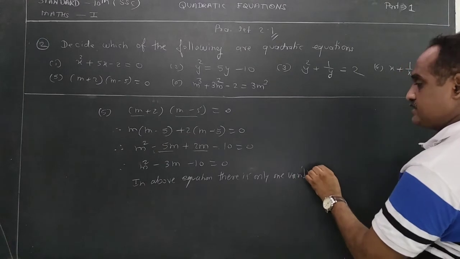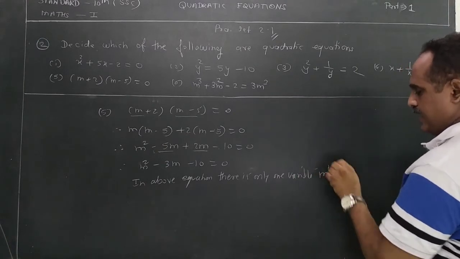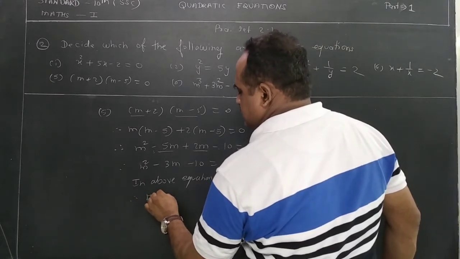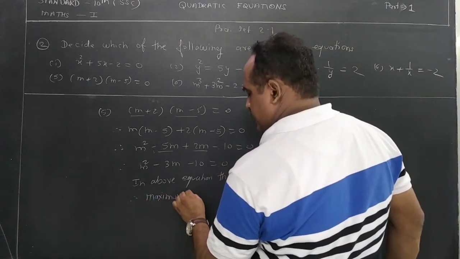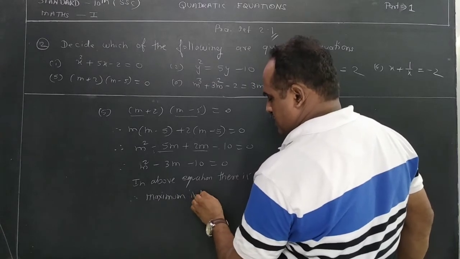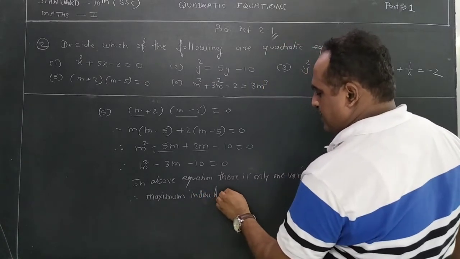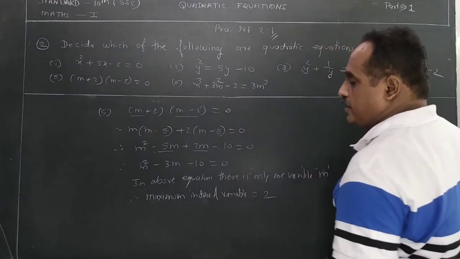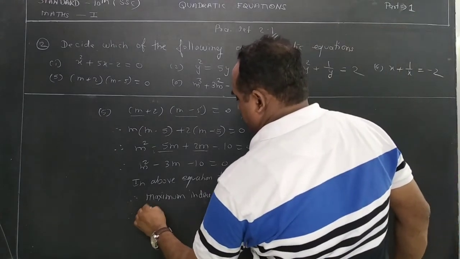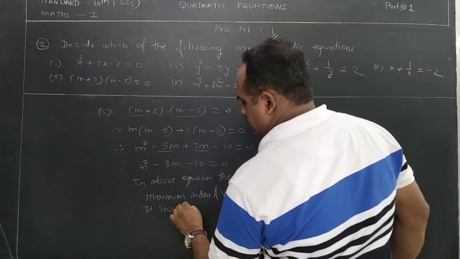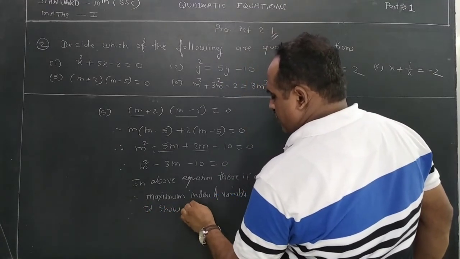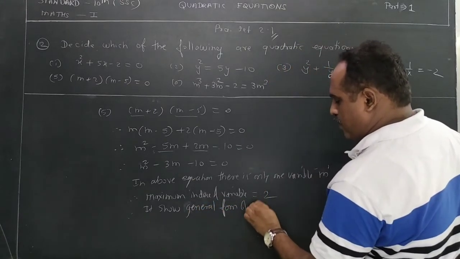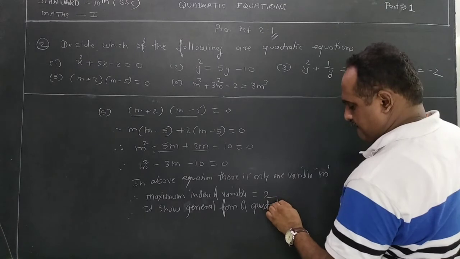Which variable is it? m. Is it right? And the maximum index of the variable is 2. There, and it shows the general form of a quadratic equation.